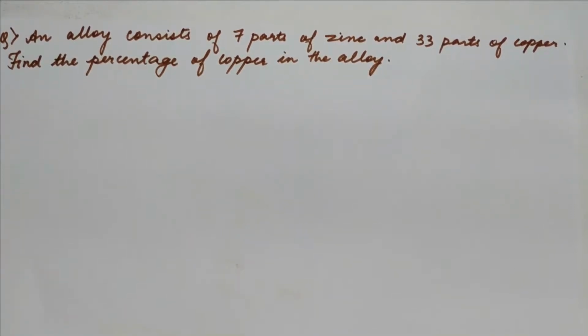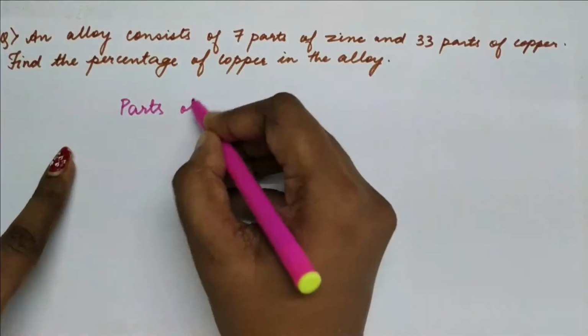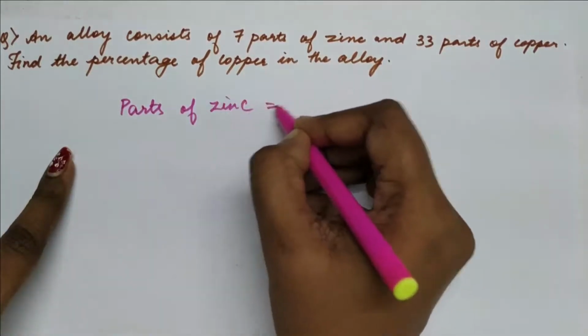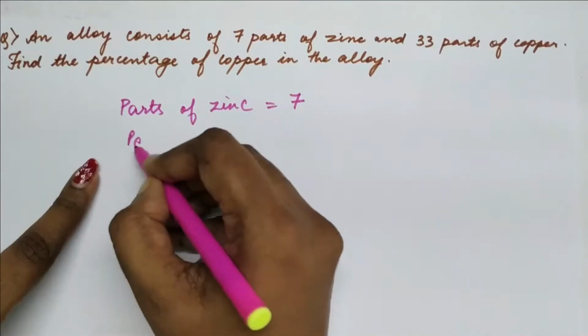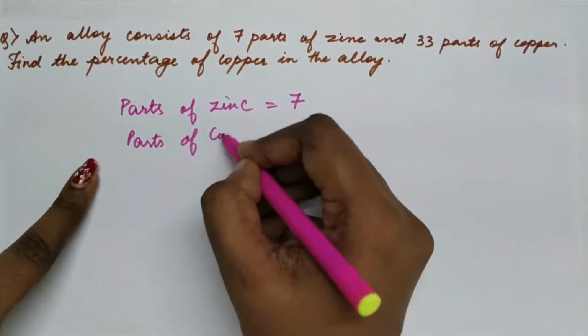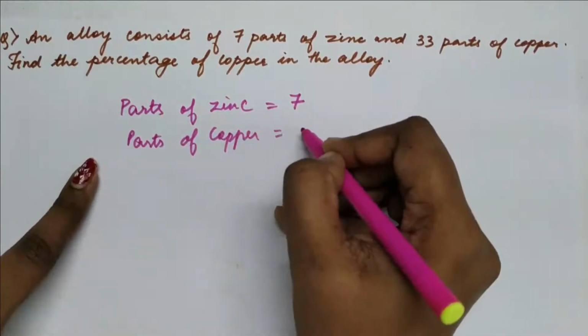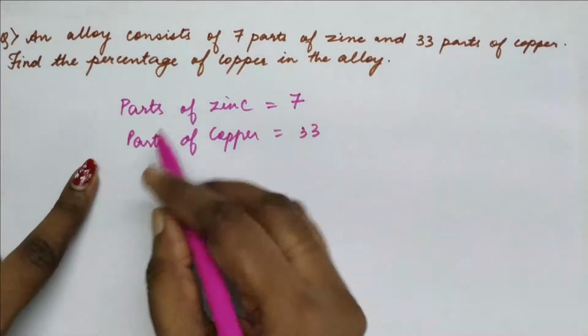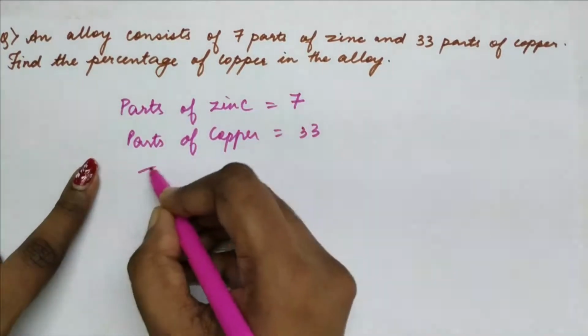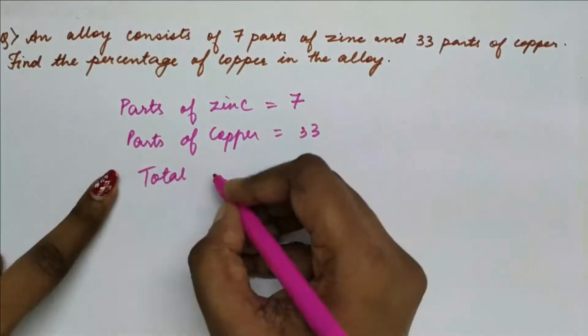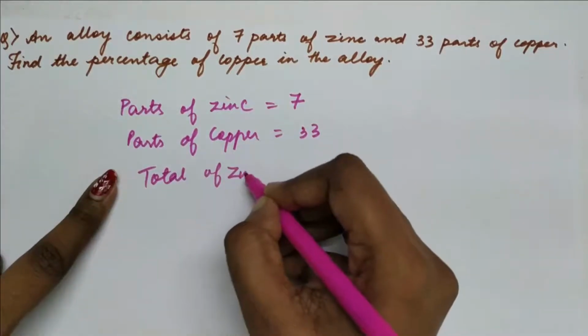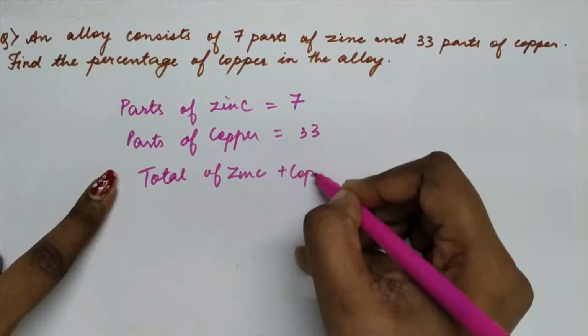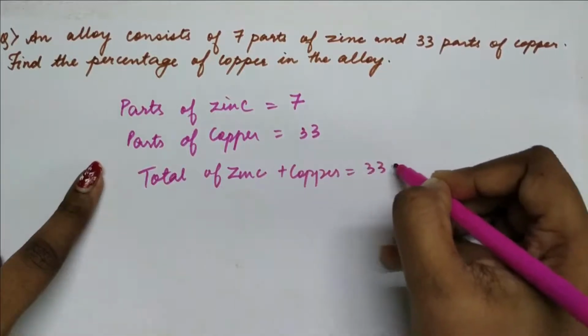An alloy consists of 7 parts of zinc and 33 parts of copper. Find the percentage of copper in the alloy. So parts of zinc is 7. Parts of copper is 33. So what percentage of copper in the alloy? So total of zinc plus copper is how much? It is 33 plus 7.